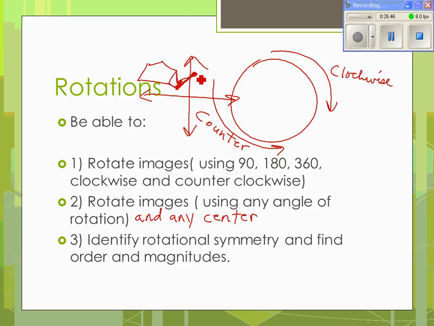Identify rotational symmetry and find the order and magnitude. That's what we did with that beginning worksheet. Nothing real difficult there. Remember, order is how many times in a whole turn that shape looks exactly the same. And then to find magnitude, that's how many degrees each of those times stops the shape to look the same. And all you do for magnitude is take 360 divided by the order.